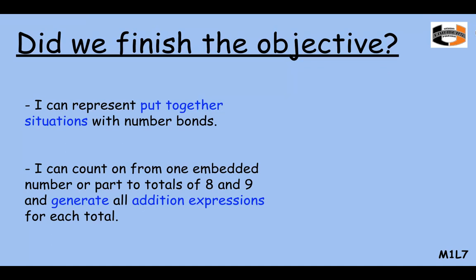Did we finish our objective today? I can represent put together situations with number bonds. Yes, we made many number bonds today with a total of 9. I can count on from one embedded number or part to totals of 8 and 9 and make all the addition expressions for each total. Do you remember writing in the expression boxes on our template? We made totals of 9. So we were successful today.